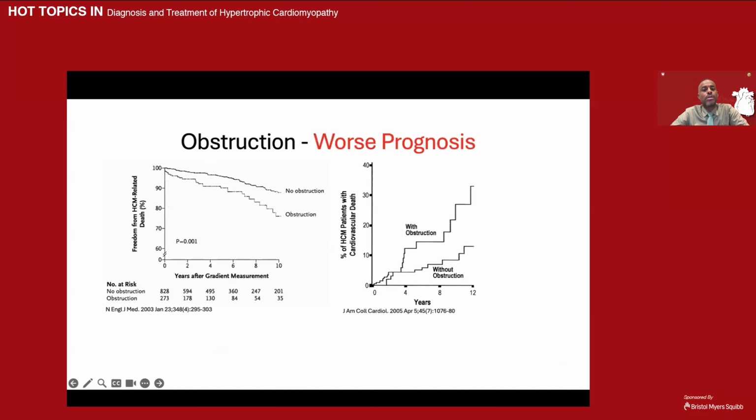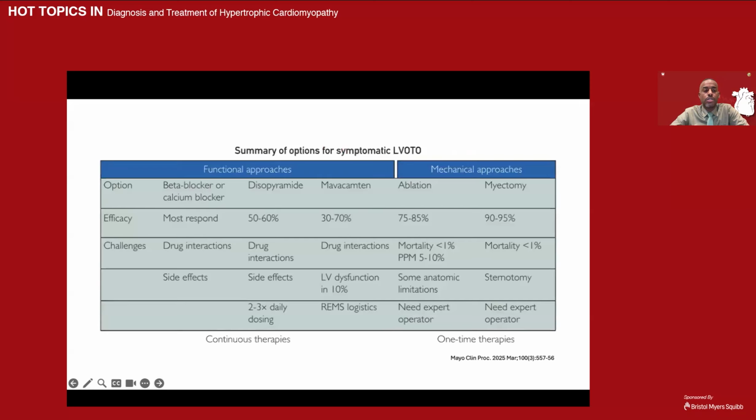Now, why is it important? Well, obstruction does portend a really poor prognosis. So freedom from HCM-related death really does go down when patients have obstruction. And this is just the data from the US and from Italy showing the same thing. So obstruction does portend a poor prognosis.